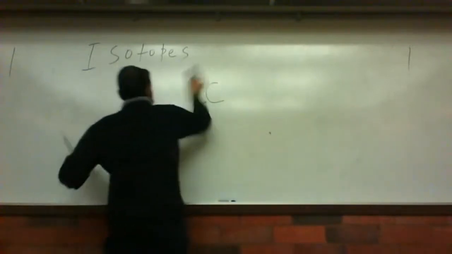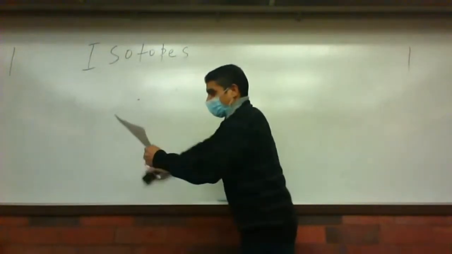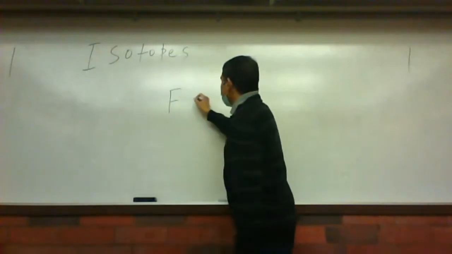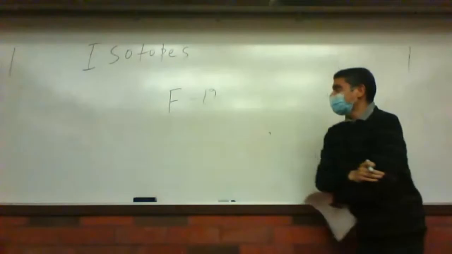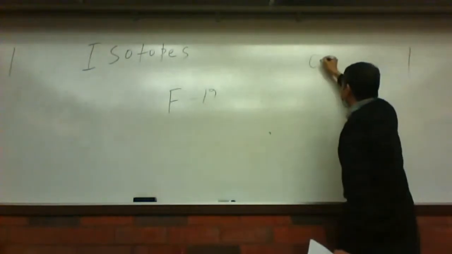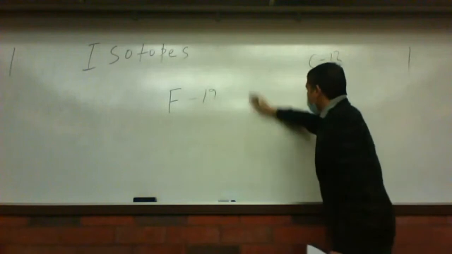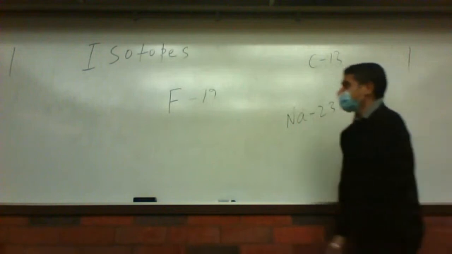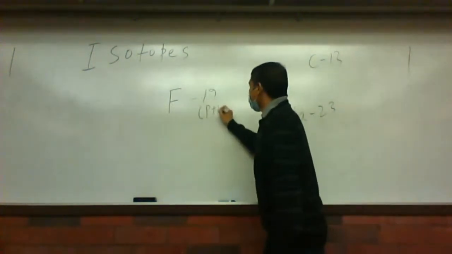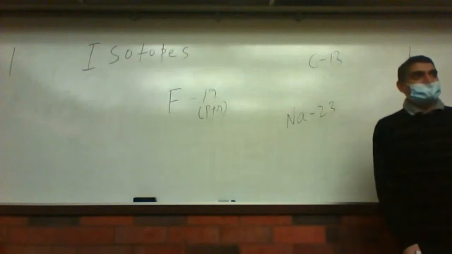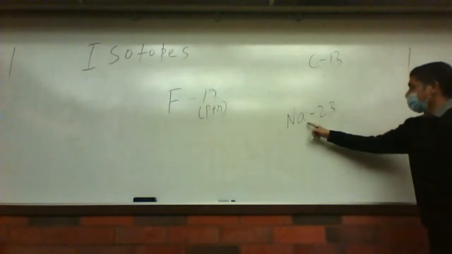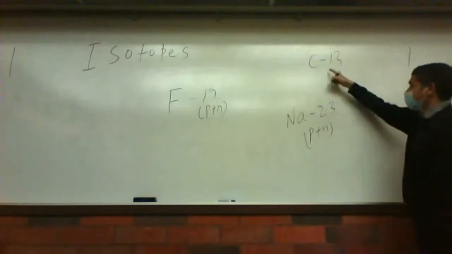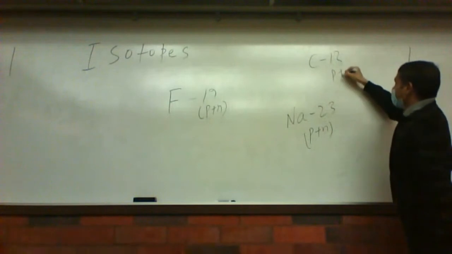Now let's talk about fluorine. If you see something like fluorine 19, or carbon 13, or sodium 23, if something is written like this, it means that this is proton plus neutron. Proton plus neutron is 19. If somebody writes sodium 23, the proton plus neutron number is 23. If somebody writes carbon 13, it is proton plus neutron.